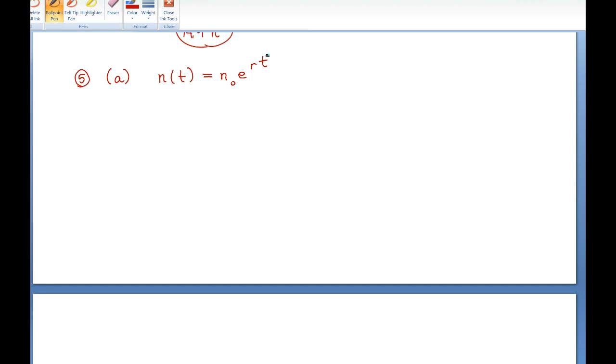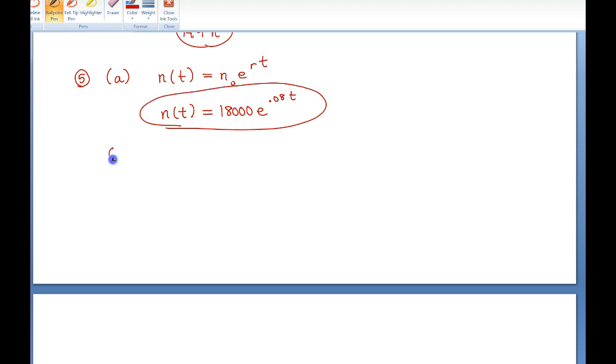So we have n of t. If we read it, it says that it's estimated that it was 18,000. That's our initial population. So it says 8%. We just need to write that as a rate. And then t, so that's part A.